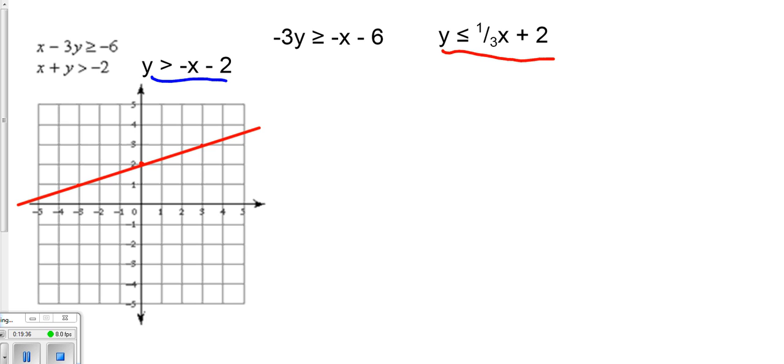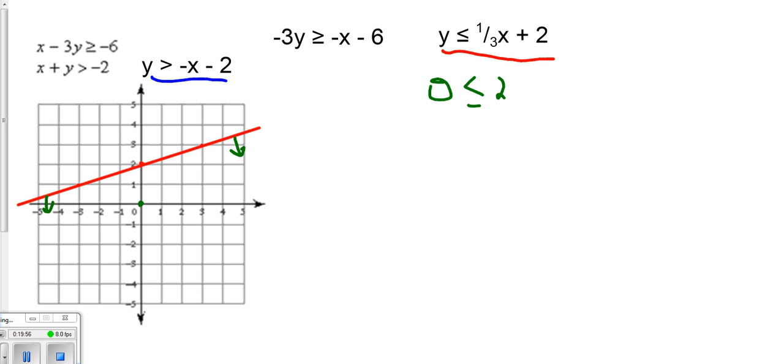Now I check with my 0, 0. So my check spot is 0, actually less than or equal to 1/3 of 0, which is 0, plus 2 is 2. Is 0 less than or equal to 2? Yes, it is. So I want everywhere below this line.